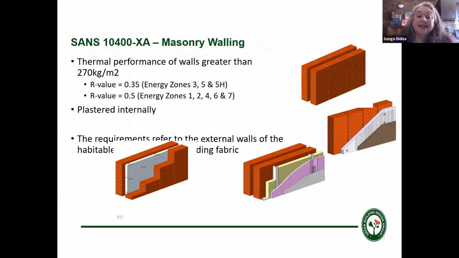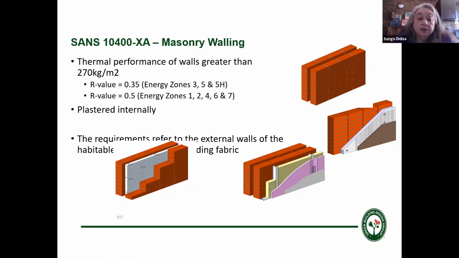When you're looking at masonry walling, you look at something a bit different. So this picture has shifted. When I send you the copies, I'll shift it. So masonry walling is basically walls greater than 270 kilos per square meter density. And currently, in the current 10400 XA, it calls for walls of R value 0.35.